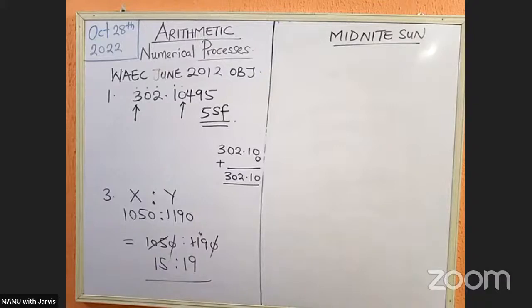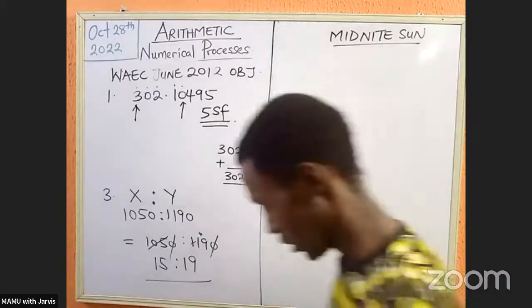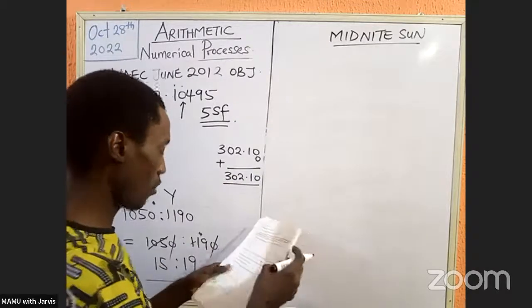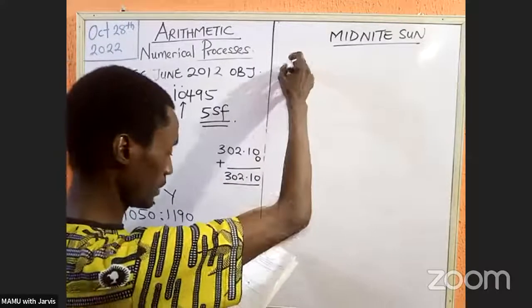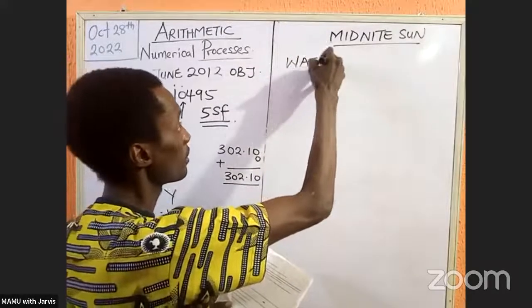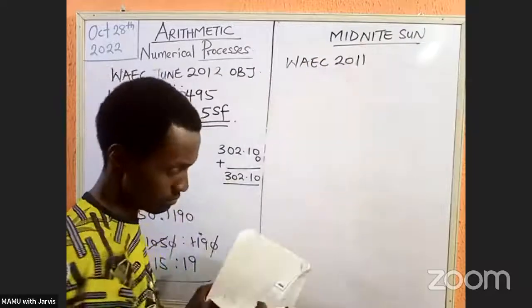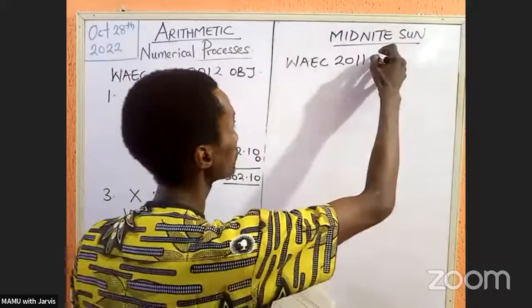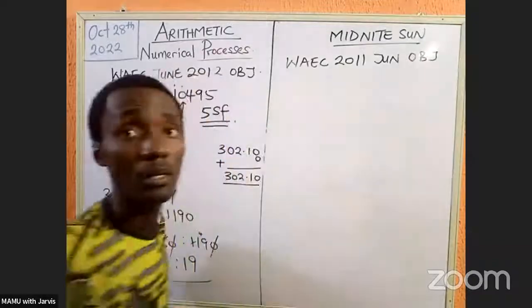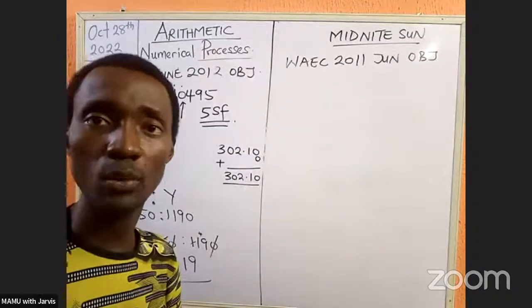So if that is done, we can look at a question that tests conversion. This is WAEC 2011, June, OBJ. Okay, somebody say something. Let's see what that is.